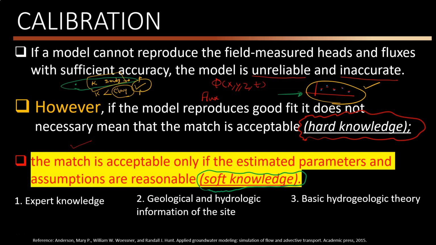Okay, so this is very important. I've seen so many cases where people have created a very good fit, but they didn't think about or discuss the soft knowledge part, or the additional information that we want our model to match as well. That would be hydraulic properties, for example the flux information under a section of a river or lake, pumping rate, recharge rate, such information.